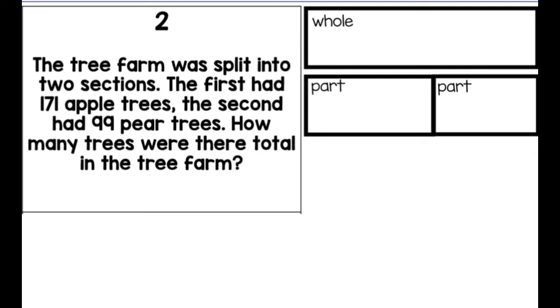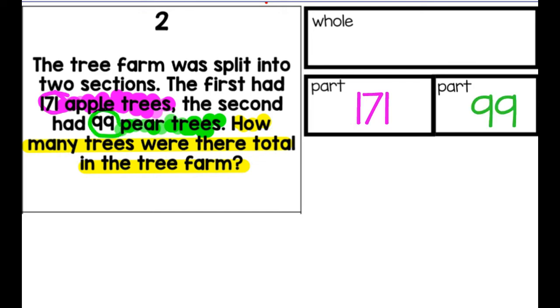Number 2 is talking about a tree farm. So this tree farm is split into 2 sections. There's the section with the apple trees, and then there's the section with the pear trees. The question is asking us to find how many trees are there total in the farm. It's asking us to find the whole, how many in all, how many trees in all. We know that there are 171 apple trees, and we know that there are 99 pear trees.